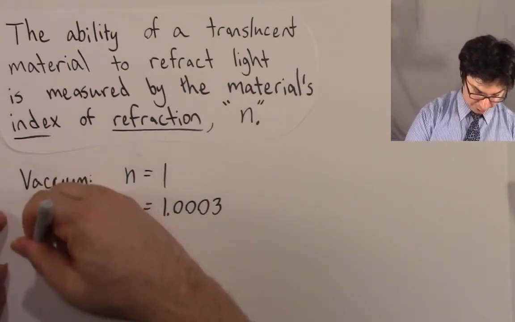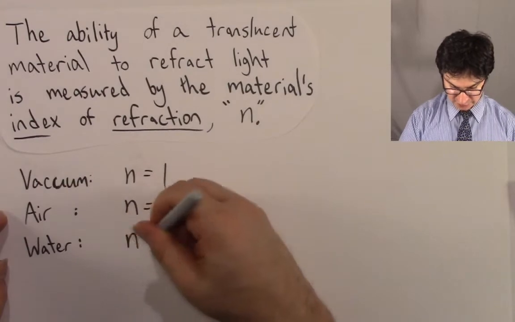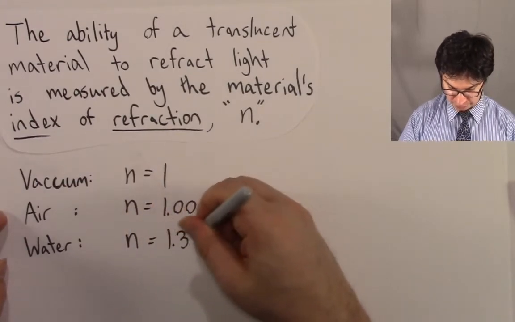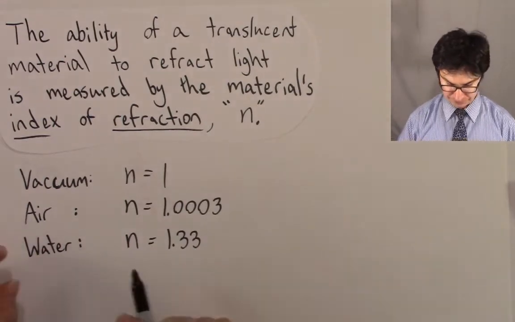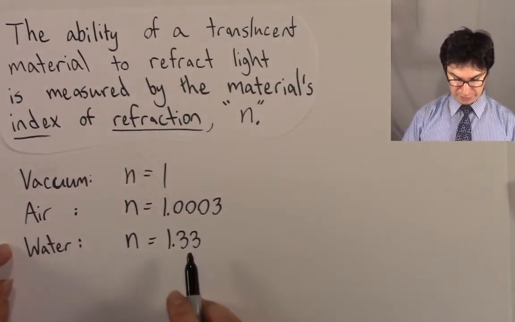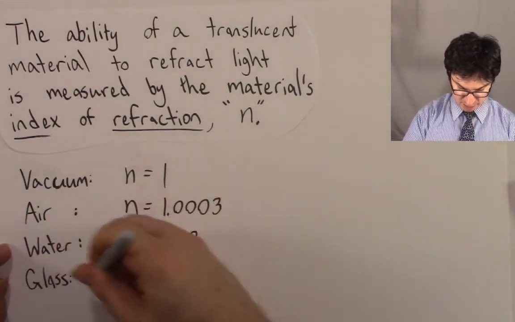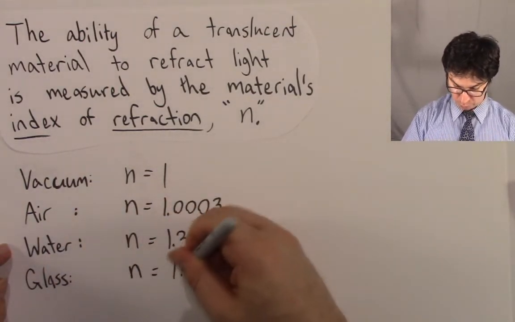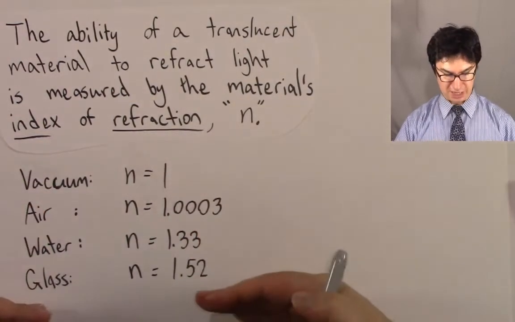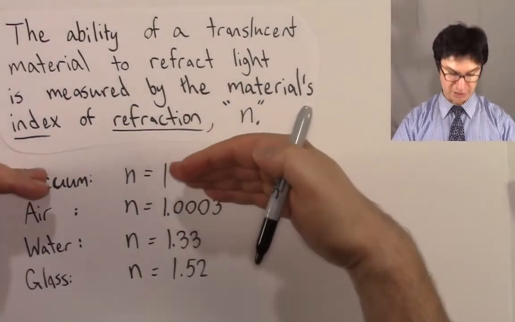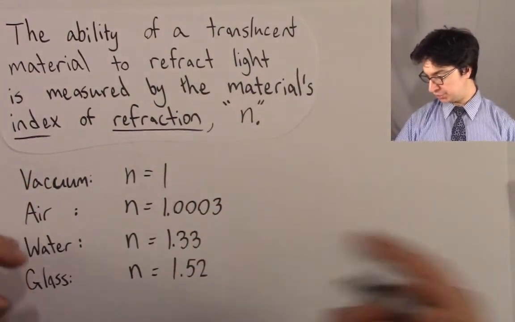What about in water? The index of refraction is about 1.33, and it changes obviously depending on what solutes you have in the water. So 1.33, and then for glass, it's about N equals 1.52. And notice that we're getting denser as we go down. A vacuum has no density, air has a little bit of density, water has more density, glass has more density.